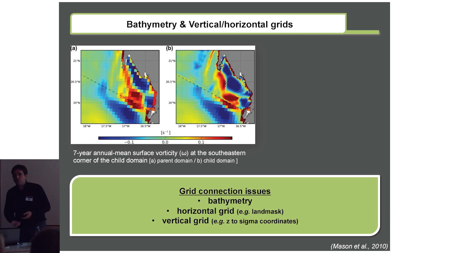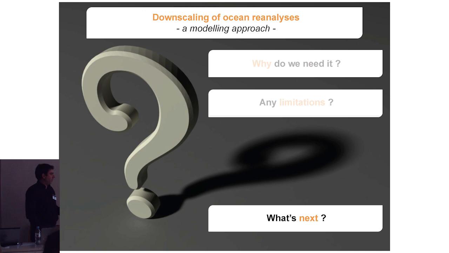Then for the grid connection issues, there are these three main points: bathymetry, the horizontal grid, and the vertical grid. I don't show it, but of course, if you have a Z grid at the open ocean and you have a sigma vertical coordinates in the coastal domain, you need to interpolate. And in the future, I think we could improve it to take into account some conservation issues, because today we are just interpolating. But if we want to be more precise, we need to take it into account.